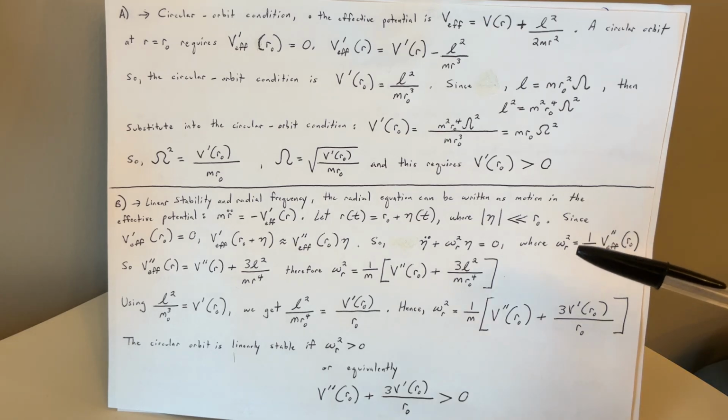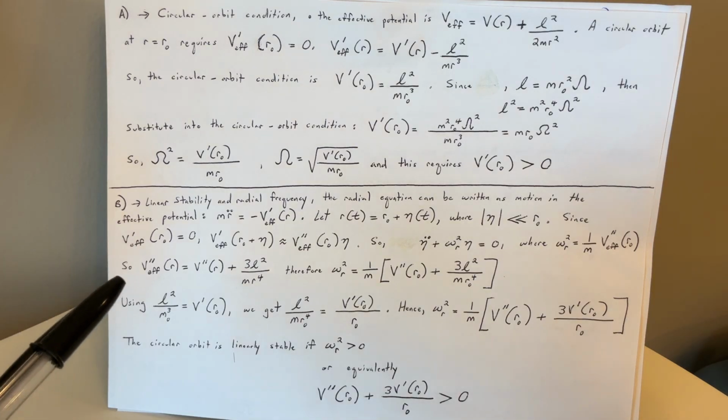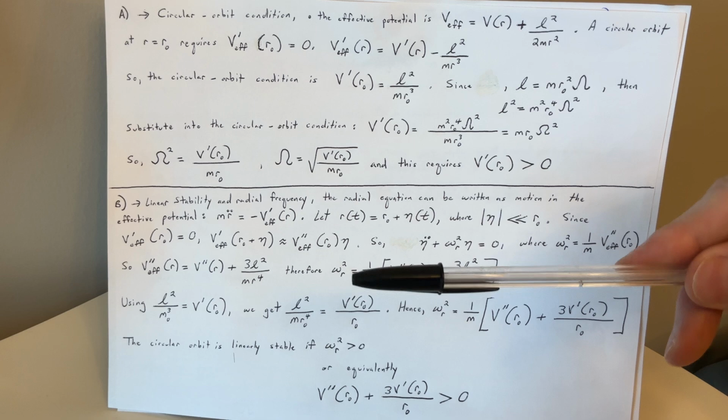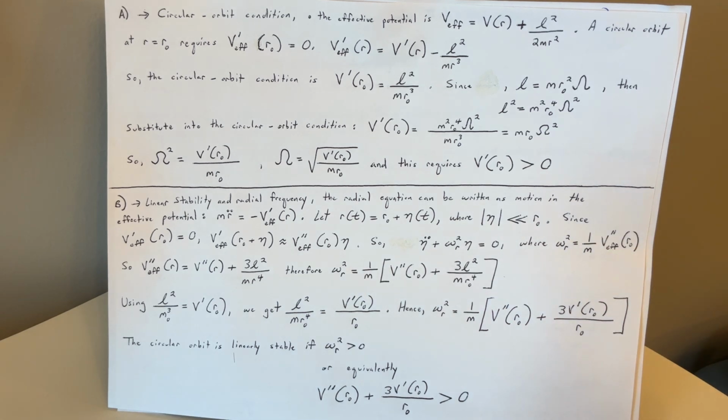Where lowercase omega sub r squared equals 1 over m V_eff double prime of r naught. So V_eff double prime of r equals V double prime of r plus 3L squared over m r to the fourth. Therefore, lowercase omega sub r squared equals 1 over m times this quantity: bracket V double prime of r naught plus 3L squared over m r naught to the fourth, close bracket.